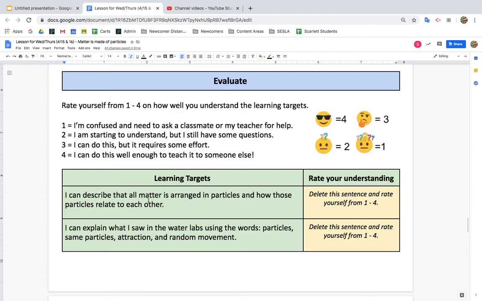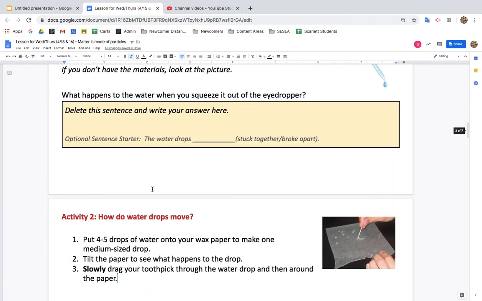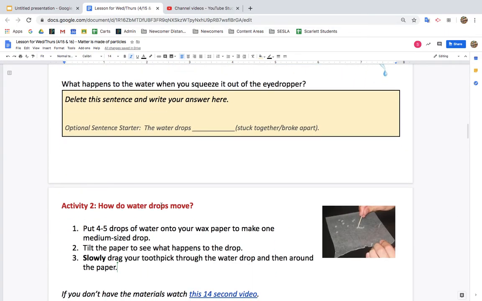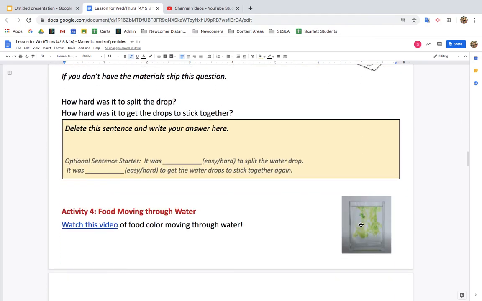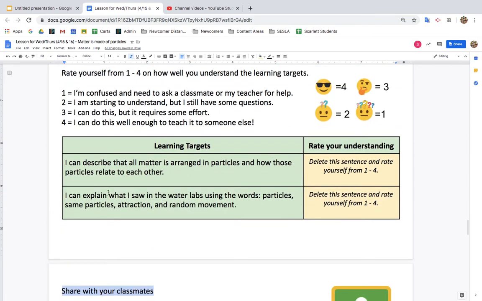Number 1, I can describe that all matter is arranged in particles and see how those particles relate to each other. That makes sense. Yeah, we know what particles are and what they're made up of. We know that particles stick together, that they tend to attract. Okay. And we can explain what we saw in the water labs using the words particle, same particles, attraction, and random movement. So we know that the particles, if they're the same, like 2 water particles, are attracted. They want to stay together, like we saw with the water droplets. And with the food coloring, they move randomly.